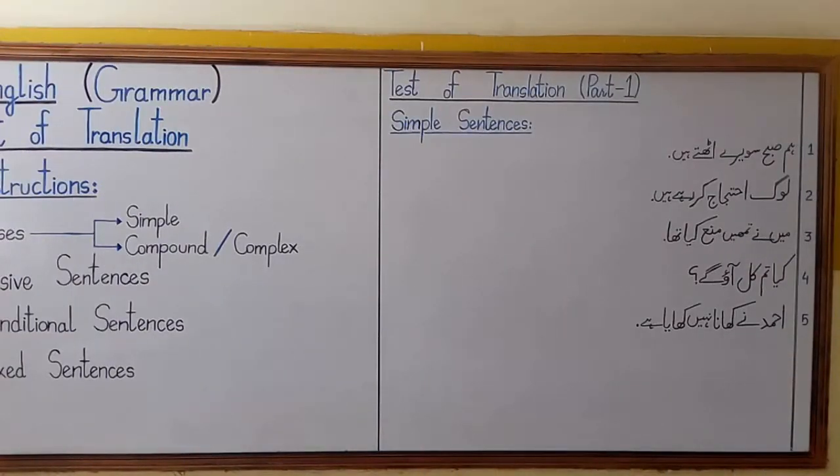In test of translation part 1, I have asked you the translation of some simple sentences. Sentence number 1, हम सुबह सवेरे उठते हैं. Sentence number 2, लोग एहतजाज कर रहे हैं. Sentence number 3, मैंने तुम्हें मना किया था. Sentence number 4, क्या तुम कल आओगे? Sentence number 5, अहमद ने खाना नहीं खाया है.